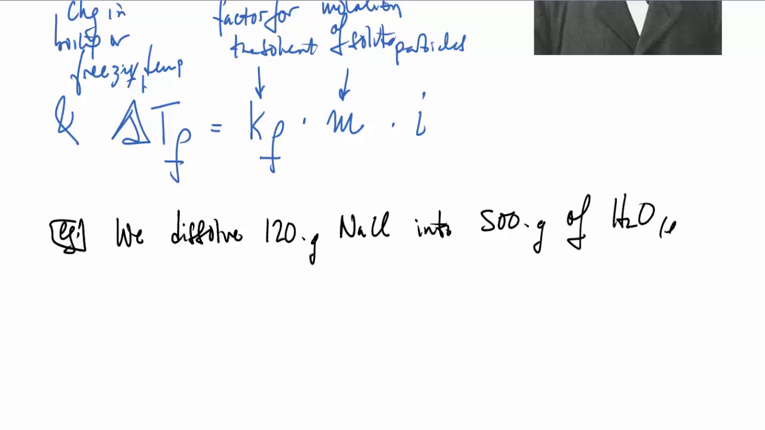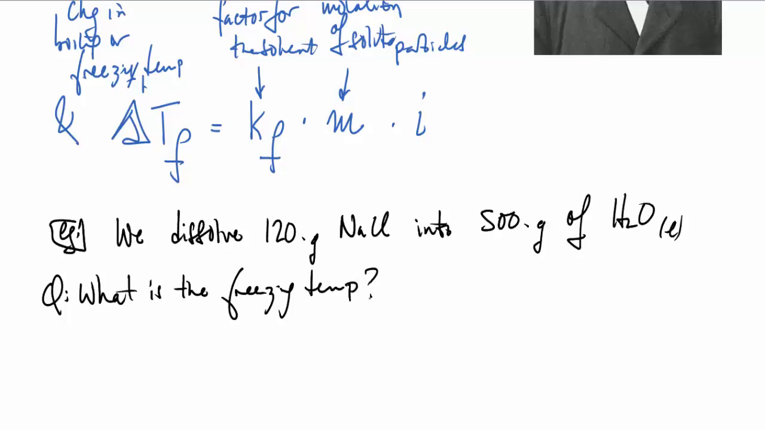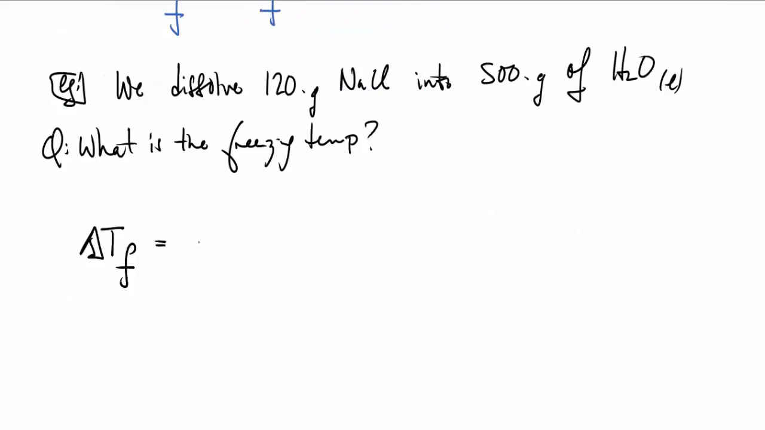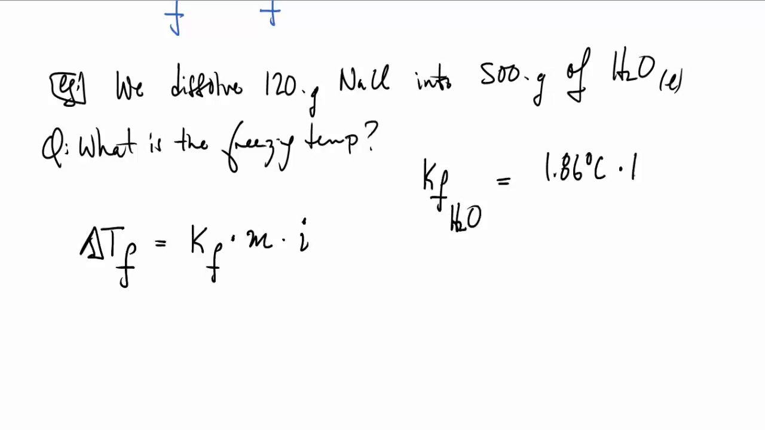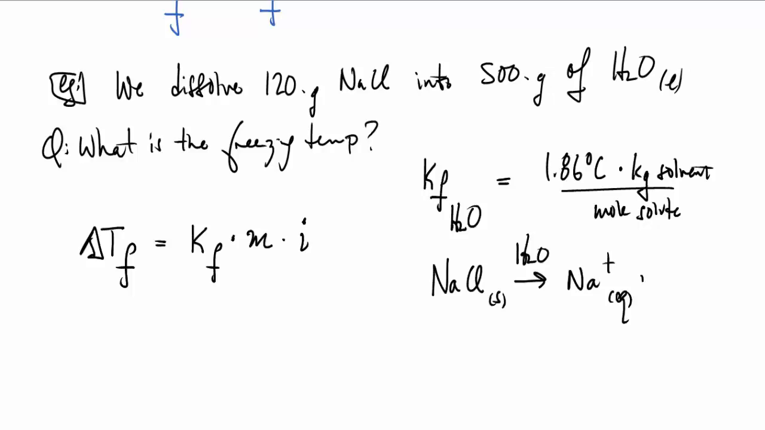We're going to dissolve here 120 grams of sodium chloride into 500 grams of liquid water and ask what is the new freezing temperature for this solution. So we'll compute ΔTf equals Kf times molality times van 't Hoff ratio. Turns out that Kf for water is 1.86 degrees Celsius multiplied by kilogram of solvent divided by mole solute, or 1.86 degrees Celsius per molal.